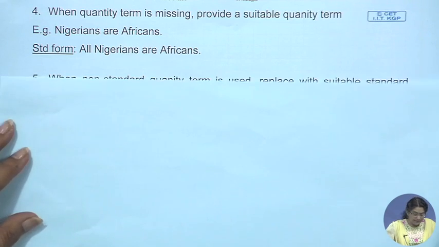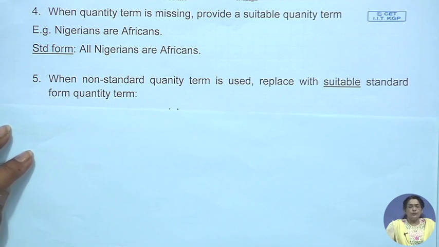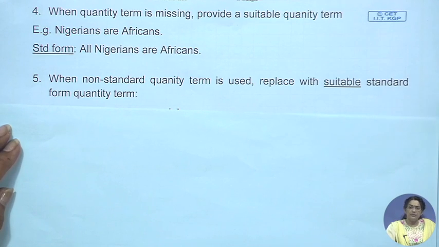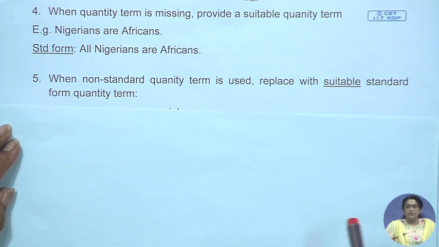That is quite important. There can also be non-standard quantity terms used. So, this is a case where a quantity term is not even used, but there can be other times when a quantity term is used, but it is not what is known as the standard quantity term. So, it is not all, some, no, it is none of that. Instead, it is something that we colloquially use. So, what we need to do is to improvise and replace it with a suitable standard form categorical proposition quantity term. When I say suitable, the suitability depends on the context and our common knowledge.